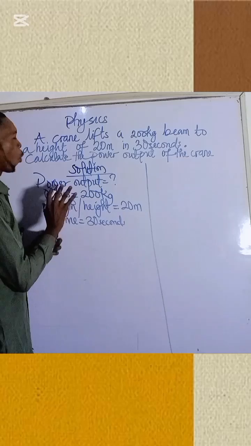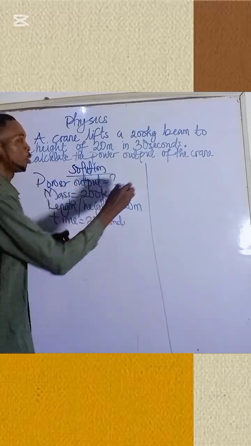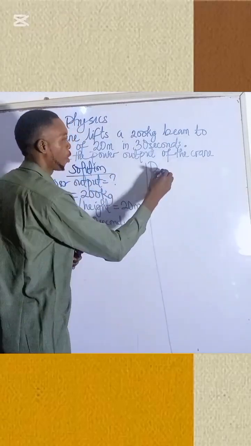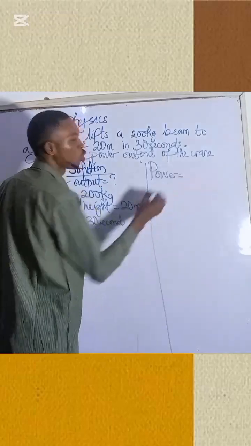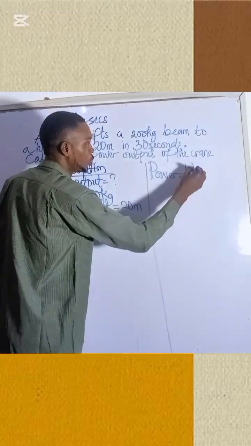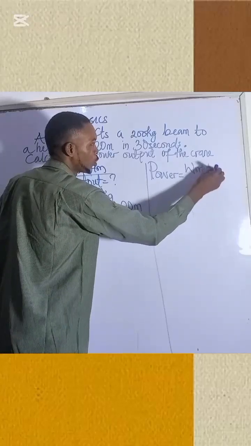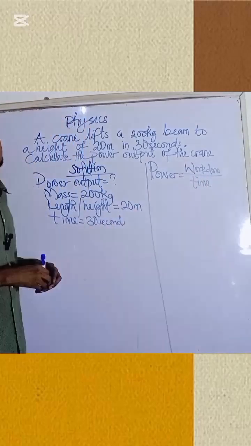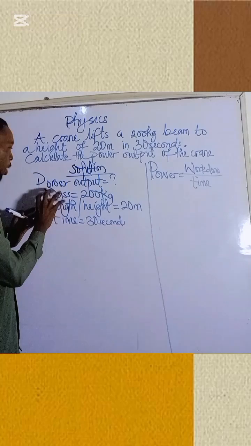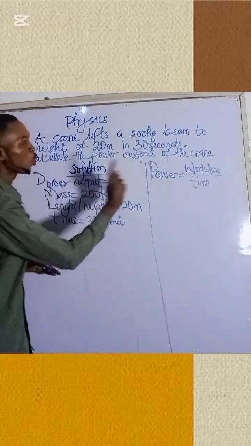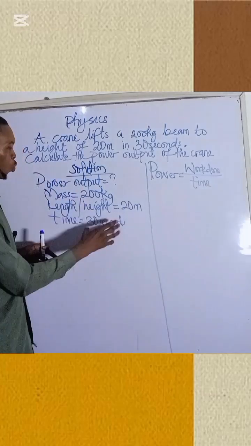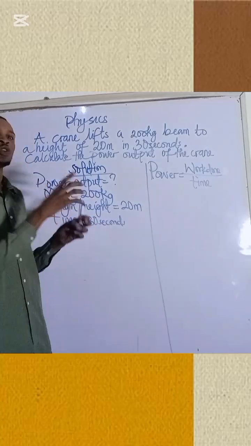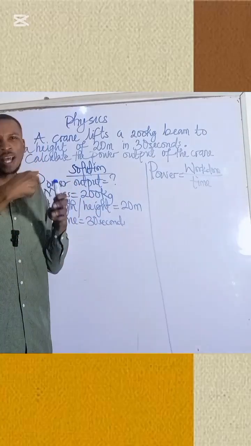Very simple. Now, when you want to calculate power, take note, write it down as I'm teaching you. Power is equal to work done divided by time. This is the formula for power. Now, if you look at the parameters given to us here, we don't have work done, but we have time. So that's why I said students will fail this question, because they don't know application inside application.